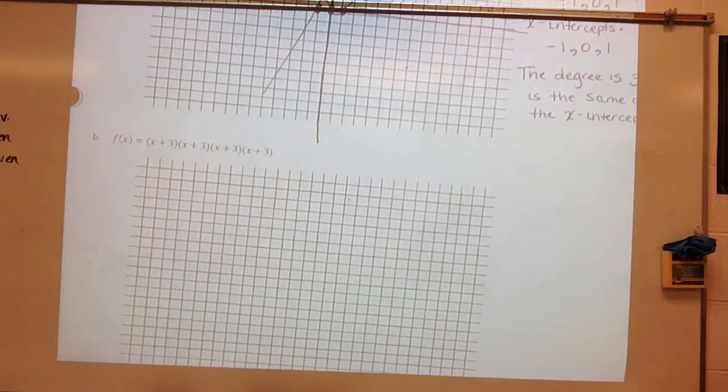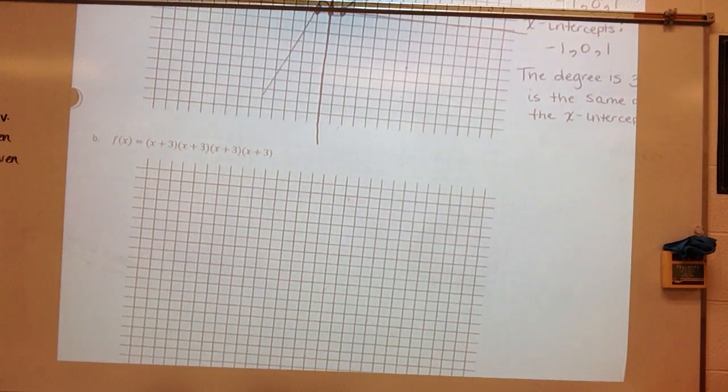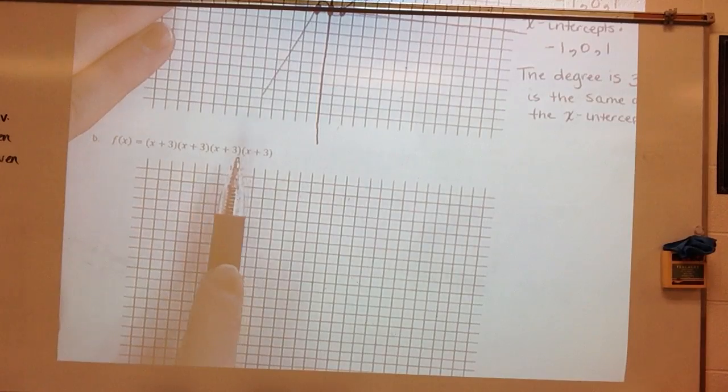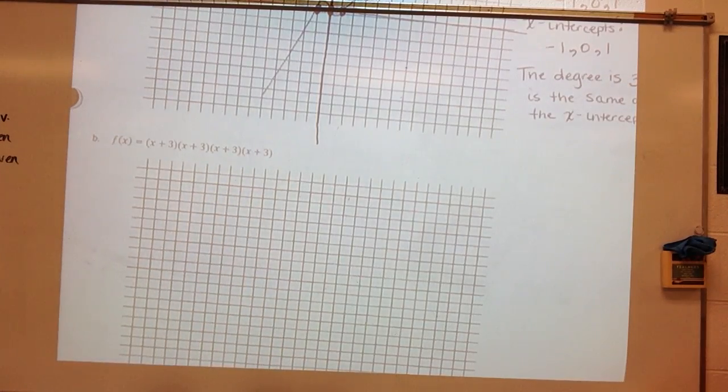All right, let's look at B. Where do you think the graph of f will cross the x-axis? And how do you think the repeated factor will affect the graph? Look at this. I have x plus 3, x plus 3, x plus 3, x plus 3. So what's going to happen? Where do you think it will cross the x-axis?